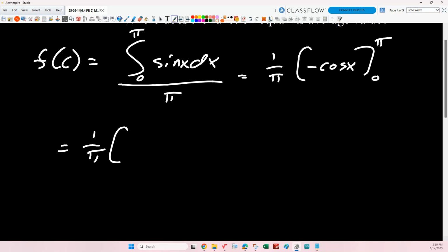1 over pi times, what's the cosine of pi? -1, so negative cosine of pi is +1 minus negative cosine of 0 is, what's cosine of 0? So -1. -1. Okay, what the heck? How come we got, oh, that's right, yep. So I get 2 over pi. Make sense? Okay, that's the average value, right?